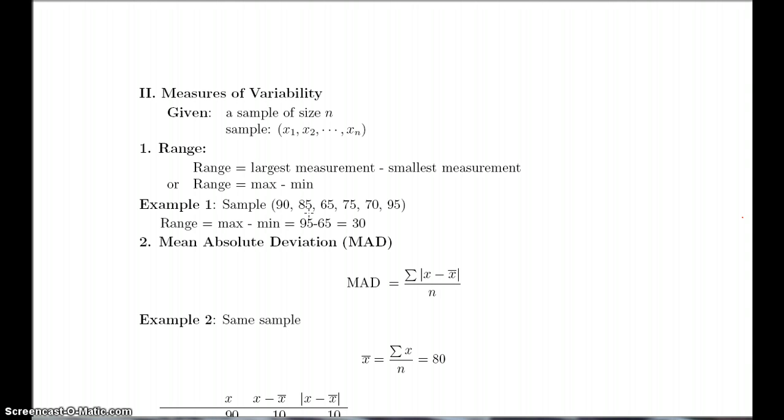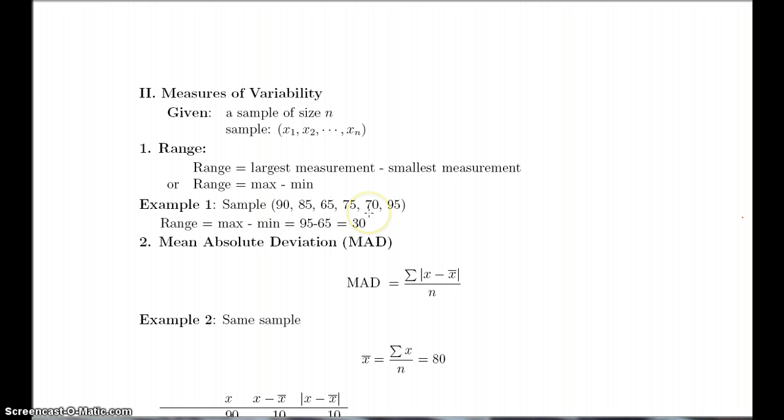Remember, in the previous video we talked about how to find the average for this data set, and we talked about three ways of finding the average: the sample mean, the sample median, and the sample mode. In this one, we're going to talk about variability, how close or how far those numbers are from each other.